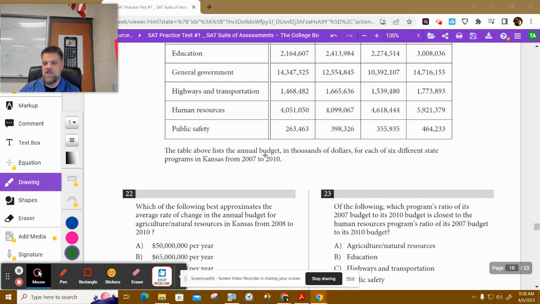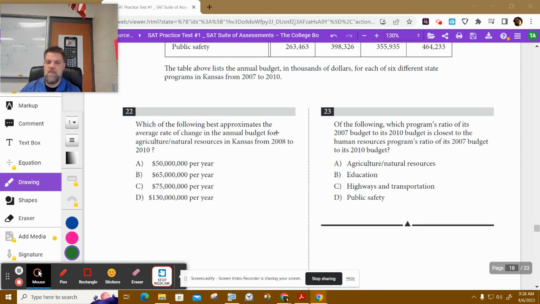And it says here, the table lists the annual budget in thousands of dollars. Oh, so this is the amount of money they spend on those programs. Okay. And 6 different programs in Kansas from 2007 to 2010. Question number 22 says, which of the following best approximates the average rate of change in the annual budget from agriculture from 2008 to 2010?